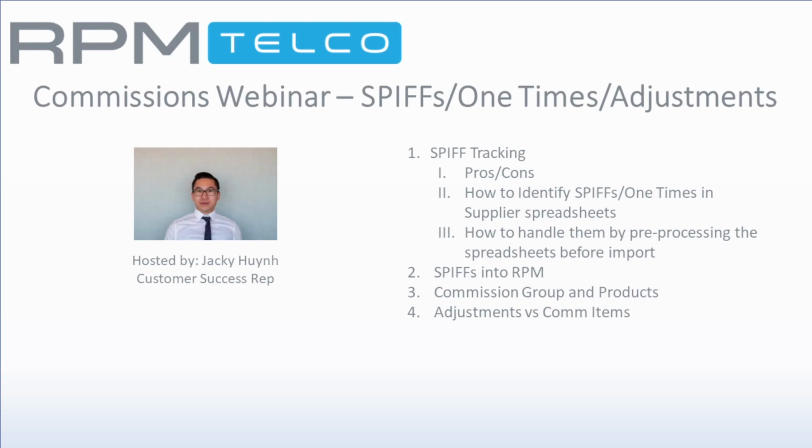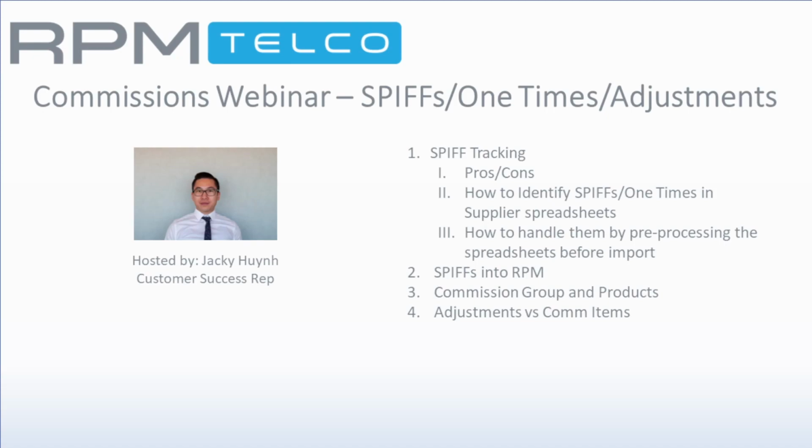Today we're going to be talking about commissions, specifically about SPIFFs, one-times, and adjustments. We're going to be mainly discussing how to track SPIFFs in RPM, where they stem from, or how they originate inside of RPM to begin with, and the kind of work we might have to do with those spreadsheets or raw commission data that we get from our suppliers before importing them into RPM.